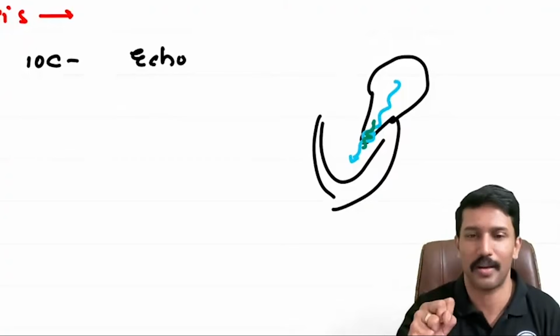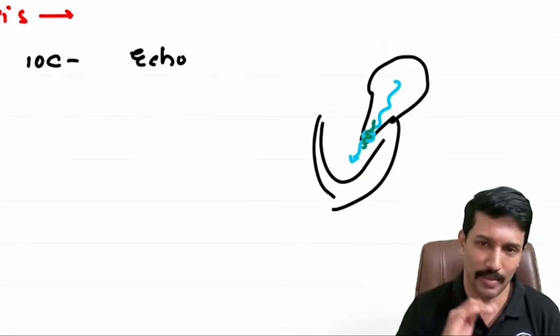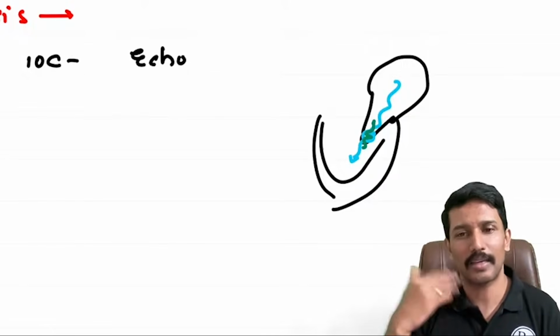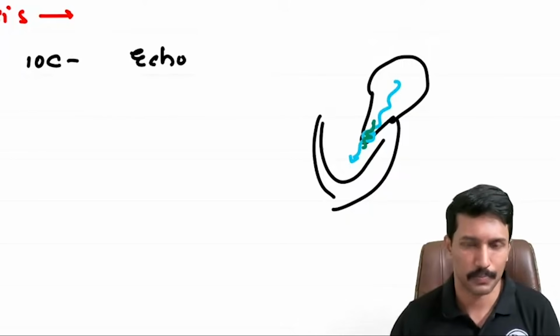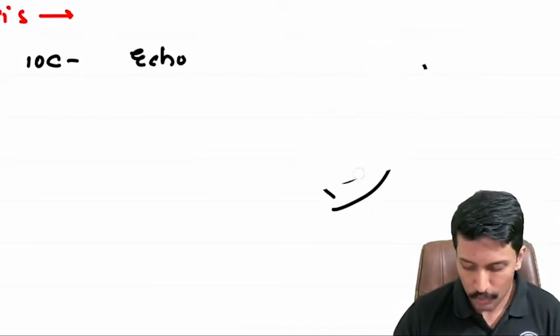In active filling, atria contracts. And that increased turbulence, we will hear it as much louder murmur. That's what we call as presystolic accentuation. Accentuation means increase. Okay, so echo is the investigation of choice for diagnosis.